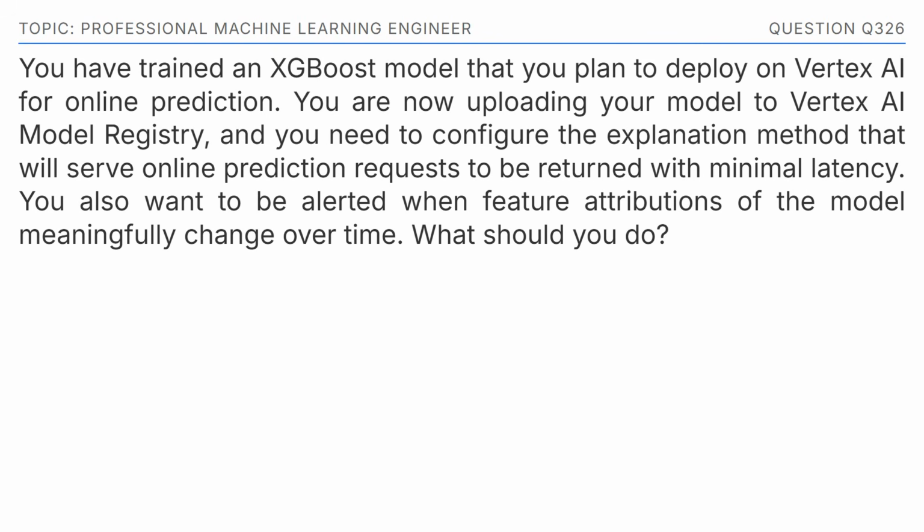You have trained an XGBoost model that you plan to deploy on Vertex AI for online prediction. You are now uploading your model to Vertex AI model registry, and you need to configure the explanation method that will serve online prediction requests to be returned with minimal latency. You also want to be alerted when feature attributions of the model meaningfully change over time. What should you do?